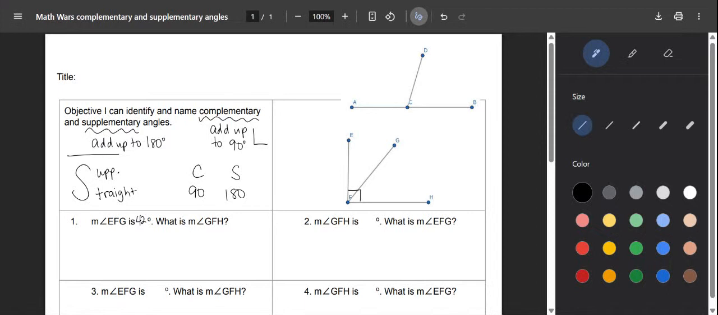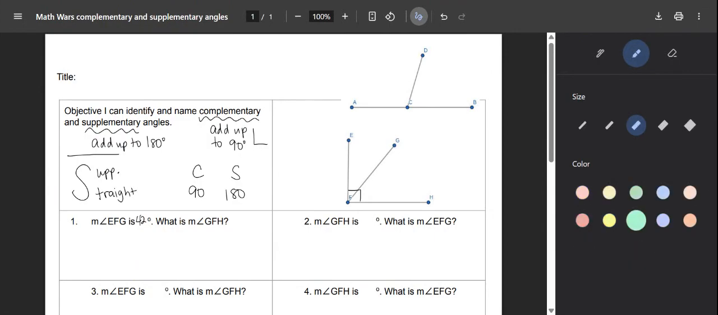Hey mathematicians, today we are going to learn about complementary and supplementary angles. In order to calculate with those angles, we need to know what those words mean. So a complementary angle is an angle whose parts add up to 90 degrees. A supplementary angle is an angle whose parts add up to 180 degrees.